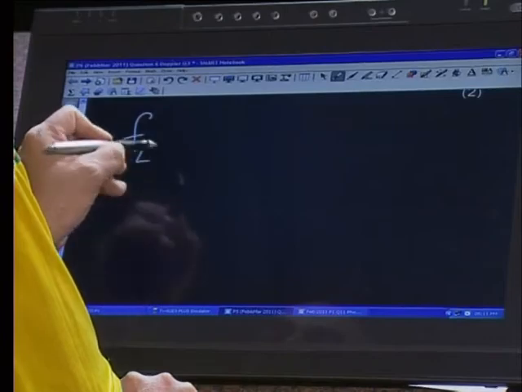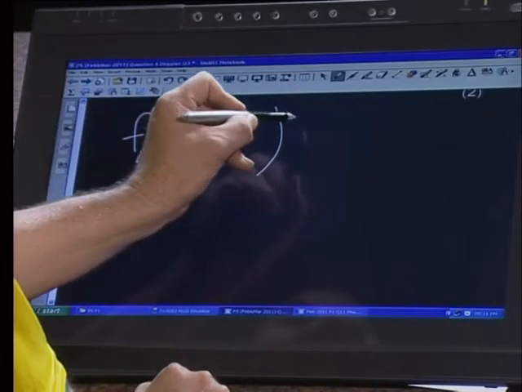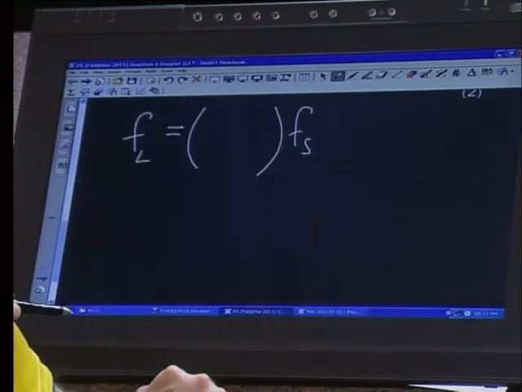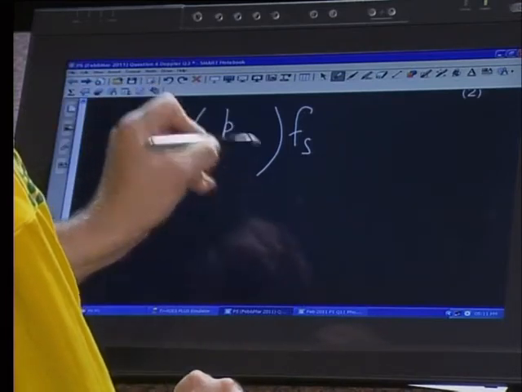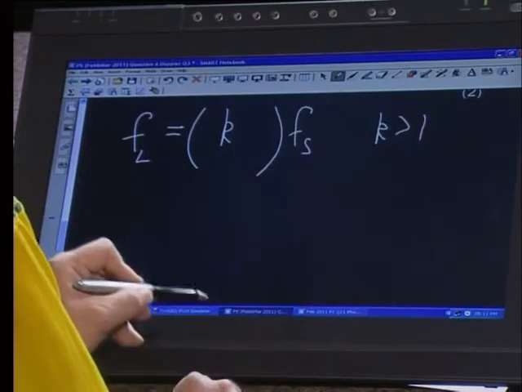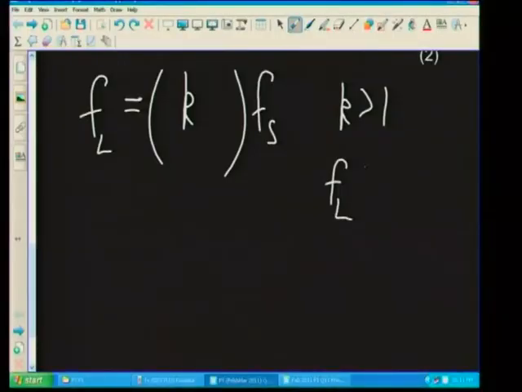We're going to say the frequency of the listener is equal to a number. I like to think of it as a multiplying constant. That constant can either be bigger than 1 or smaller than 1 times the frequency of the source. Now, guys, let's just stop there. Let's just treat this as a constant for the moment and say k. If k is greater than 1, then what can you say? Then you can say the frequency of the listener will be greater than the frequency of the source.